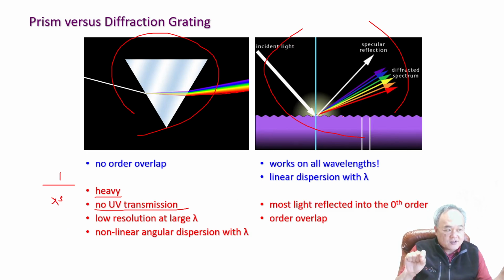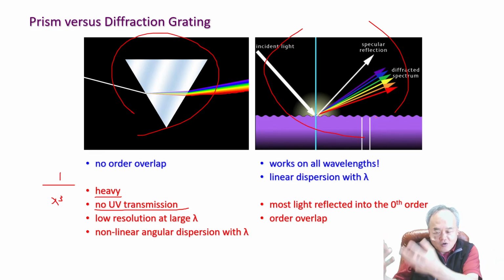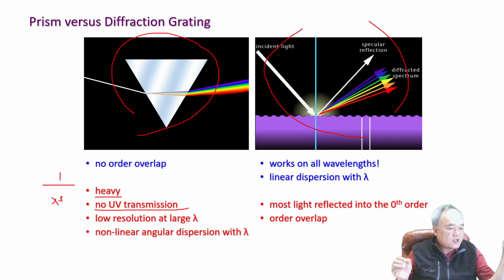Gratings can be made from very thin materials. Think about a DVD or CD. So the weight is not an issue. And this diffraction is based on the interference of light, the wave nature of photons. So in principle, gratings should work at every wavelength, ranging from really long wavelengths, radio light, all the way to gamma radiation.